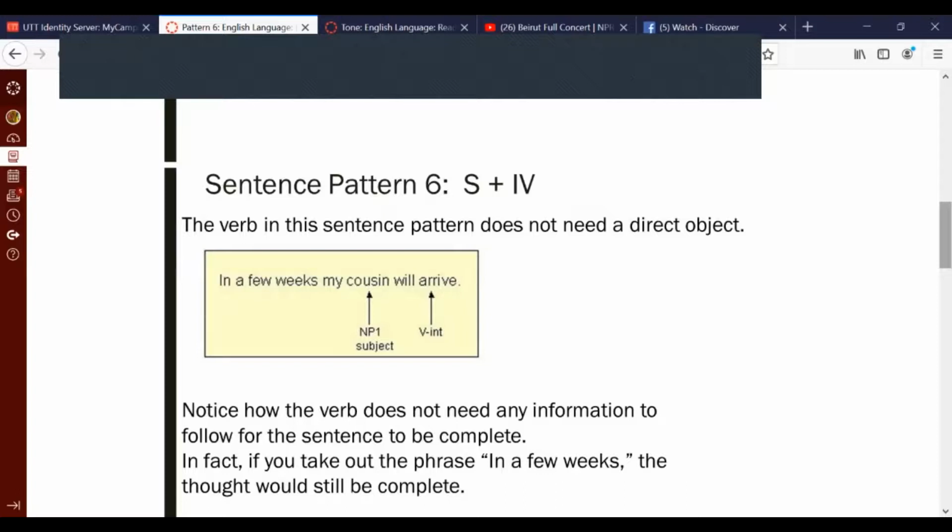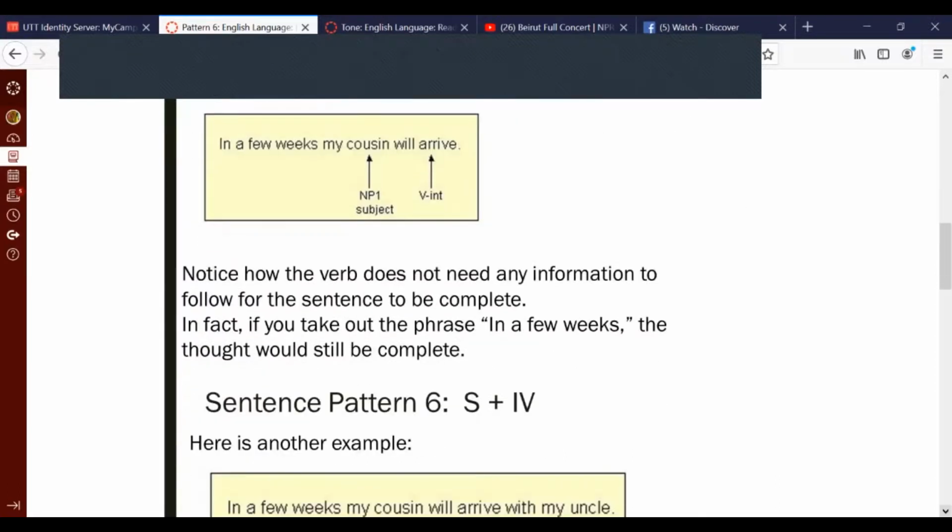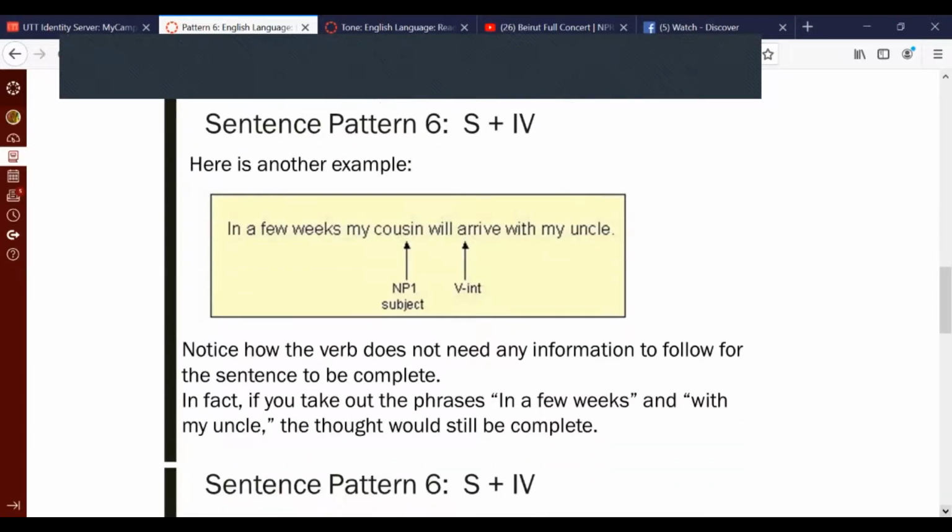So my cousin will arrive is a complete thought. It is an independent clause. It has a subject and a verb. It does not need an object. Whatever you put behind will arrive is not an object, right? So if I said my cousin will arrive in a few weeks, that is an adverbial phrase. It tells me when. But I can take it out. I can take it out and the thought is still complete. Right?